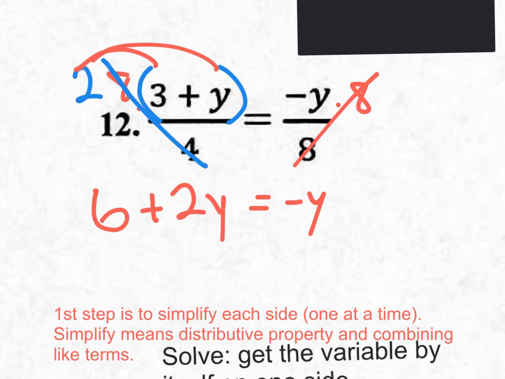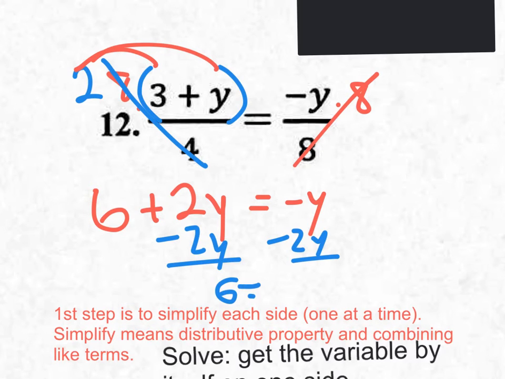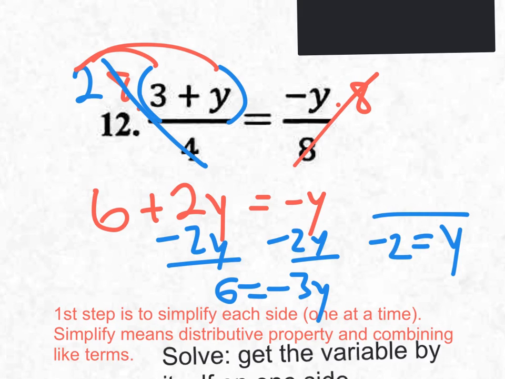That's my new equation. And then from there, I just get y by itself on one side. I'm going to subtract 2y. Subtract 2y. That'll be 6 equals negative 3y. If I divide by negative 3 on both sides, I will get y equals negative 2.